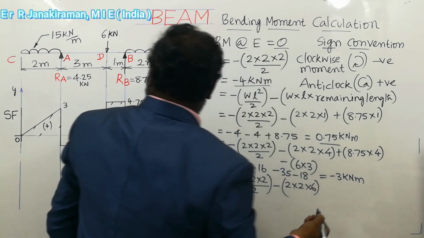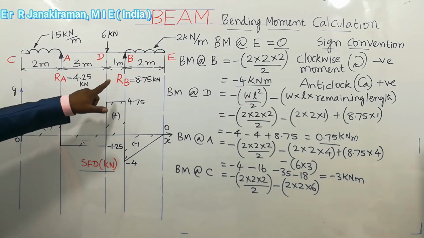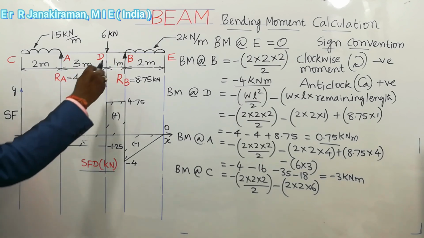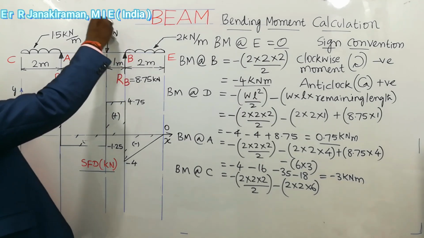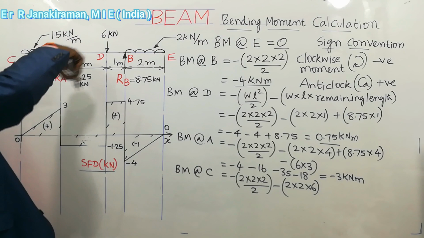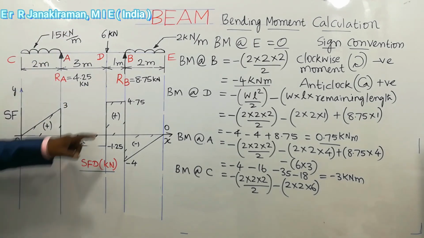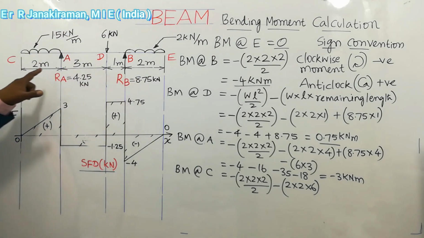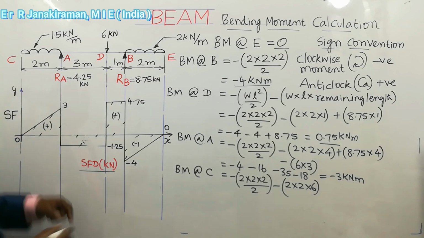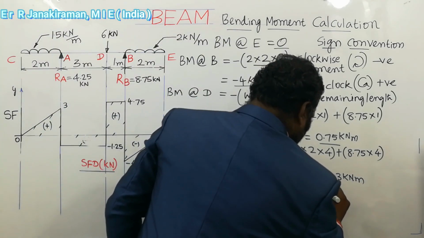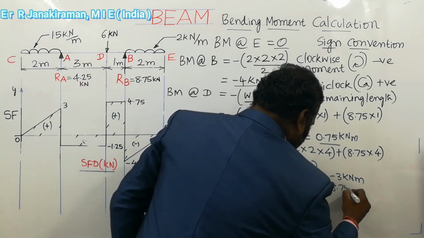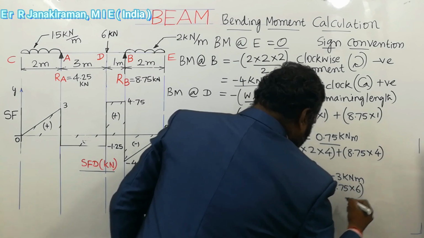Again, next is the RB. RB is an upward force. Upward force forms anti-clockwise movement. So RB value is 8.75 into the distance up to C, 6 meter. So plus 8.75 into 6.